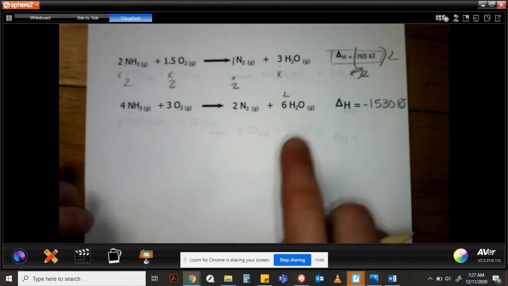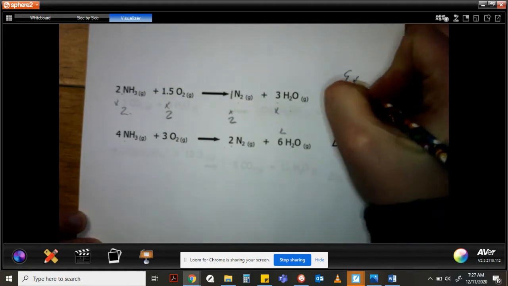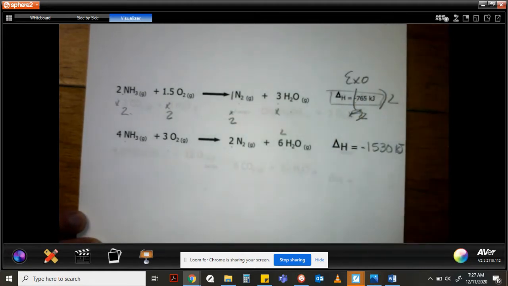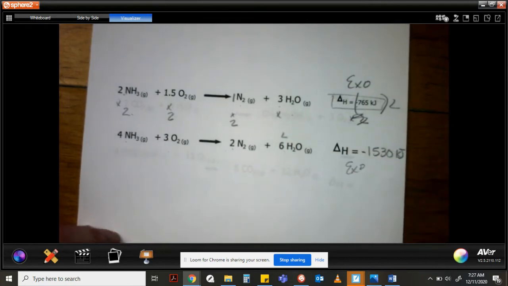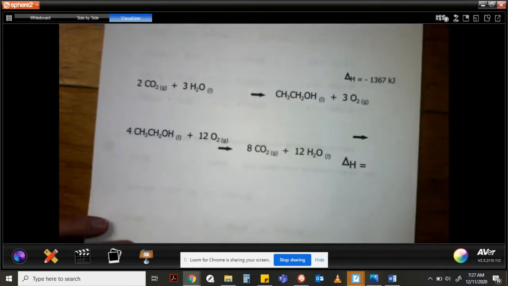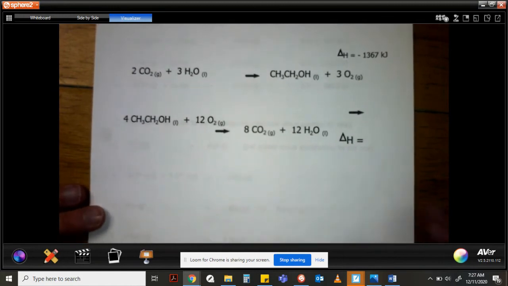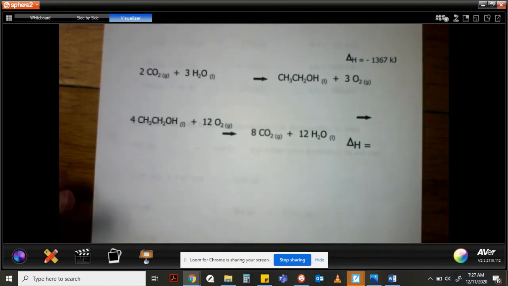Okay, so this, again, just as extra practice, it's an exothermic reaction because it's negative. We haven't done anything to it, so this would be an exothermic reaction too. We look at this one. Things get a little bit more complicated, but it's all good.